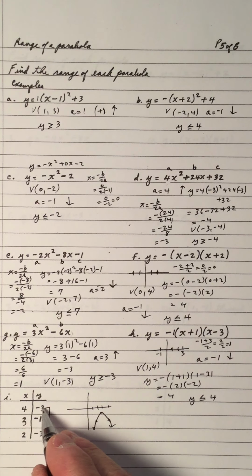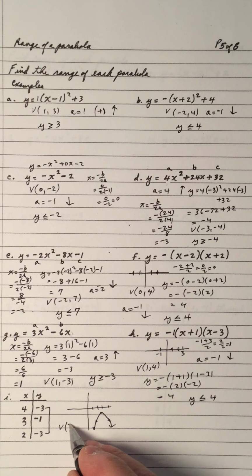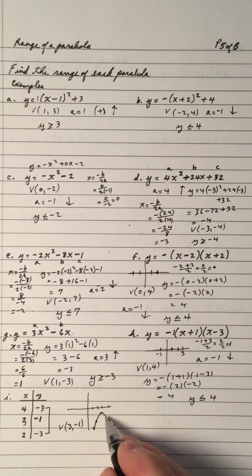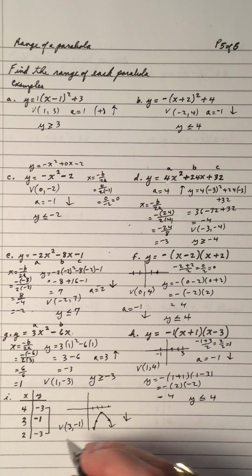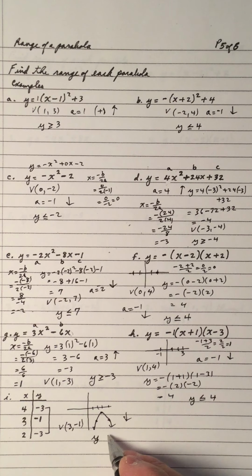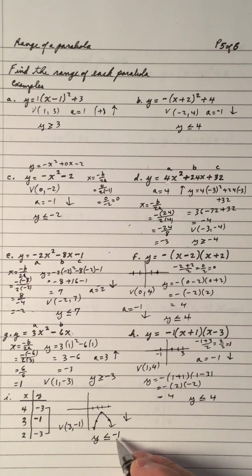But because these two values are the same on each side of the negative 1, the vertex is 3, negative 1. Or if you graph it, you can see that this is the vertex. These points are on this side, the peak point. And it's opening down, which means a is going to be negative, but the range is y is less than or equal to the y value of the vertex, which is negative 1.